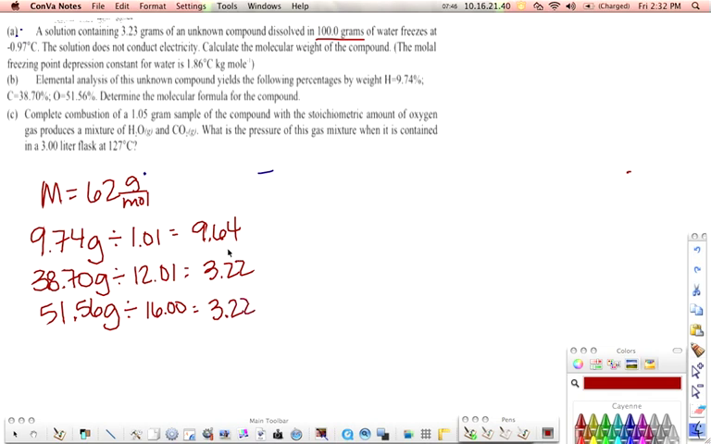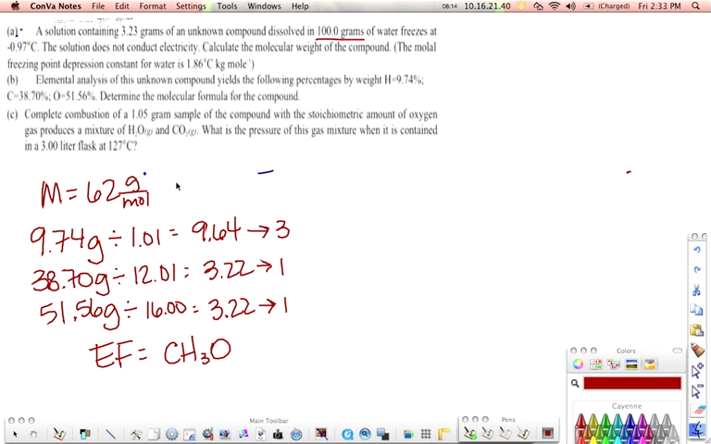So to get this to the lowest whole number ratio, we divide all of these by the smallest, which in this case is 3.22, and so this becomes 3, this becomes 1, and this becomes 1. So our empirical formula is going to be CH3O. Always write your carbon first, and oxygen always comes last, so plop hydrogen down there in the middle.